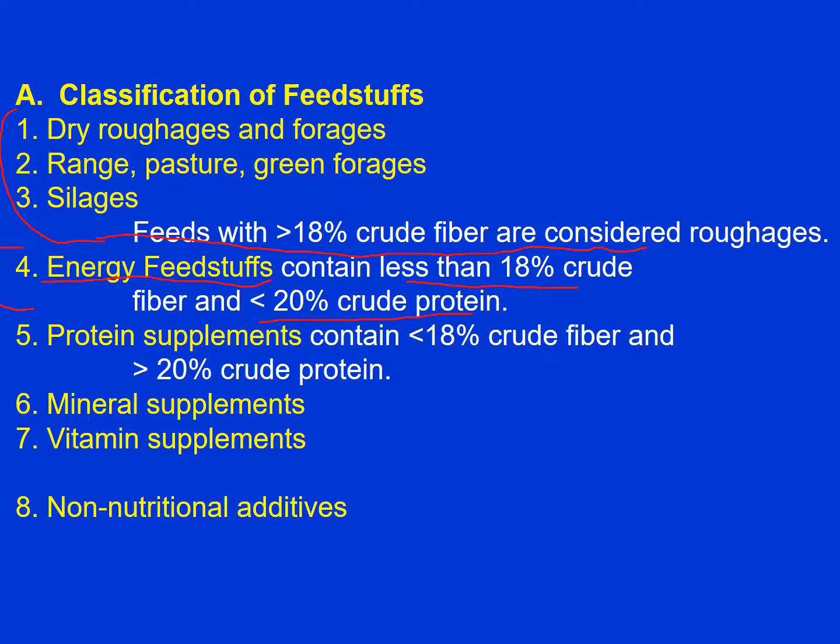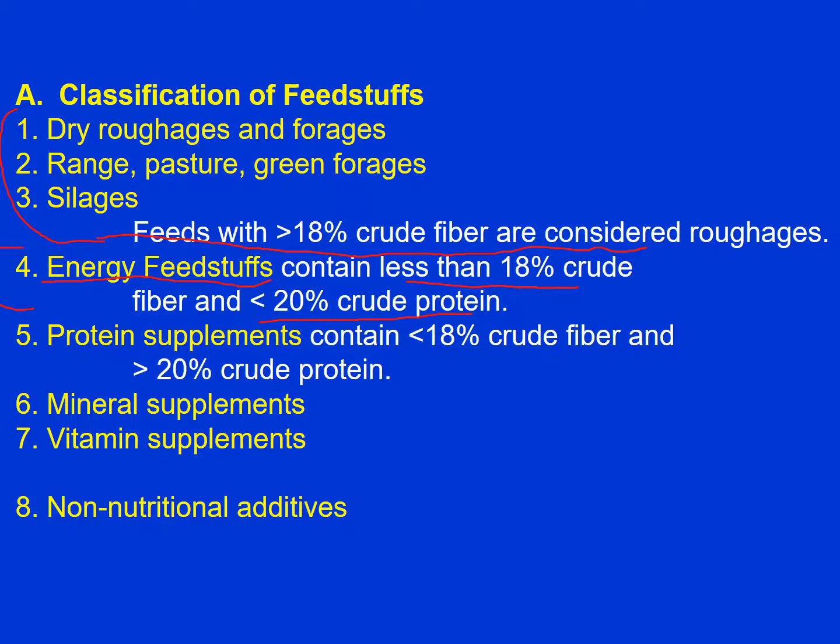Any grain would be considered relatively high in energy because grain is going to contain starch. So oats, barley, wheat would all be considered energy feedstuffs. And then we also may feed plant oils like soybean oil, or we may feed byproducts of the slaughter industry like tallow or lard to our pigs to increase the energy density.